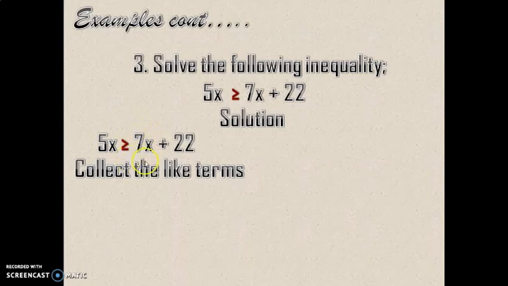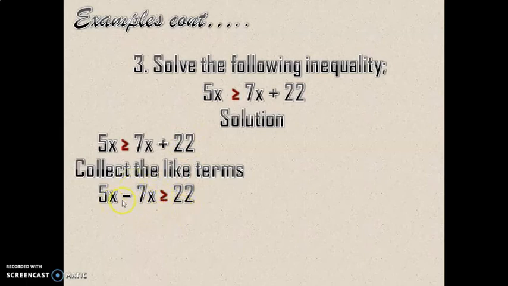So in collecting these like terms, we are going to move this 7x from the right hand side of this inequality to the left hand side of the inequality. And 7x here is a positive number. So by the time you move a positive number from the right hand side to the left hand side, it will turn to what? Negative. So you are going to have it as 5x minus 7x greater or equal to 22. Okay? So I guess you know why you have minus 7x here.